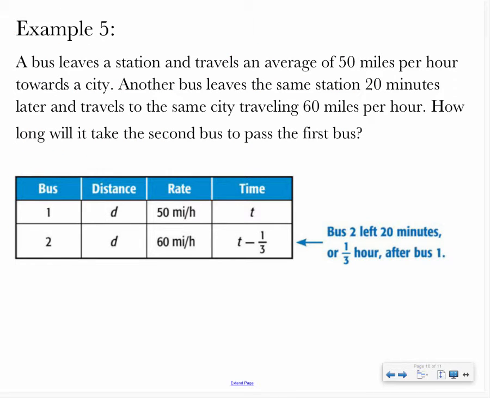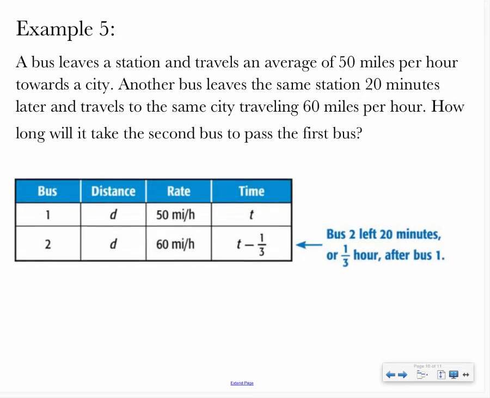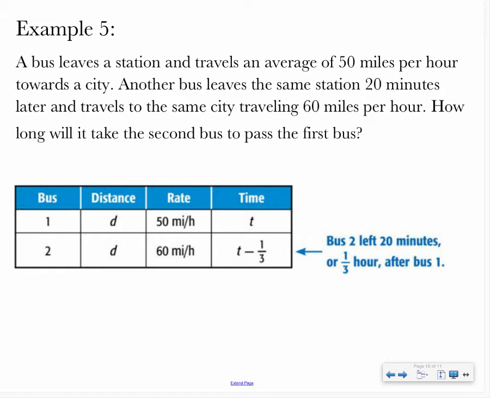Our last example, we have a bus leaves the station and travels an average of 50 miles per hour towards the city. Another bus leaves the same station 20 minutes later and travels to the same city, traveling 60 miles per hour. How long will it take for the second bus to pass the first bus? So I started by getting this table. This is something that you would have to create, but it helps.